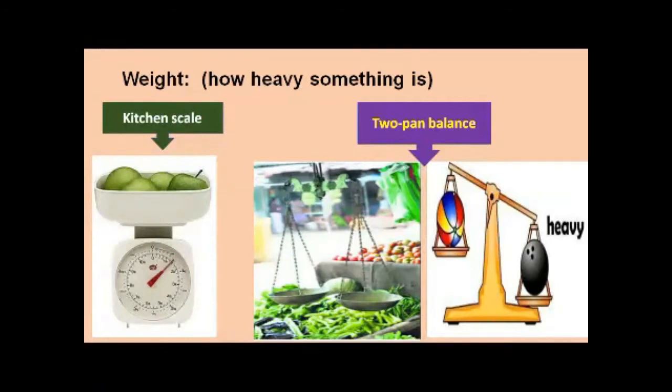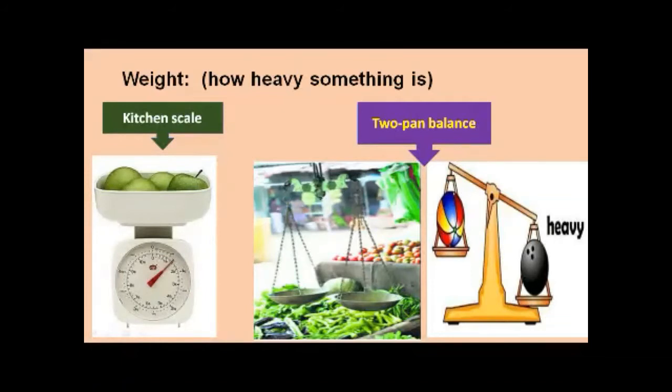Okay, because this is a kitchen scale. Remember this. Now here you can see a two pan balance. Two pan means it has two pans. Look here and here. The shopkeeper mostly uses this to measure the weight of something.